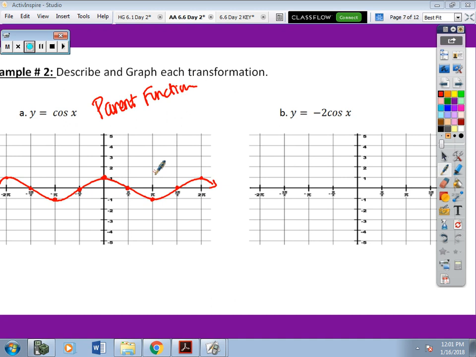Alright. So what I was saying about when I went over the homework is you may want to take a pencil and just plot the points of the parent function on your paper first. You can erase them later or you could leave them there. I really don't care. Let's go ahead and just plot the parent function, which would be 0, 1, pi over 2, 0, pi, negative 1, 3 pi over 2, 0.